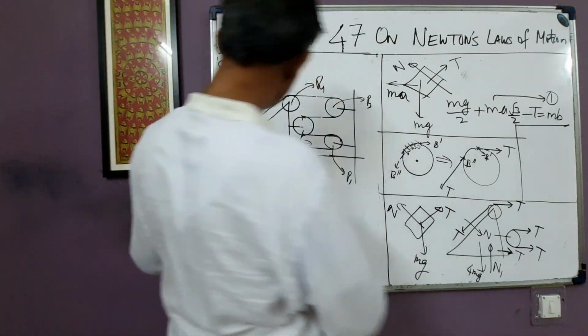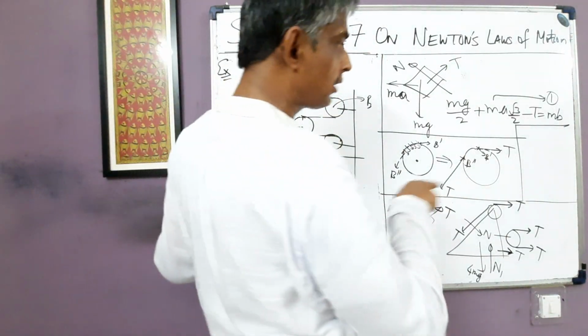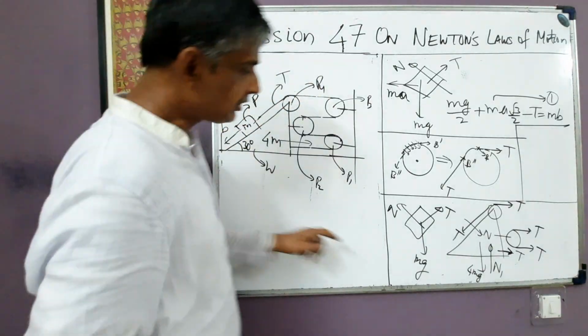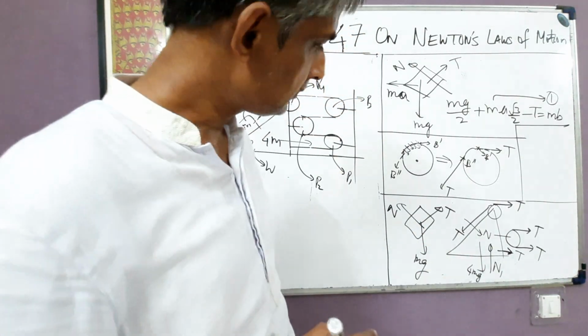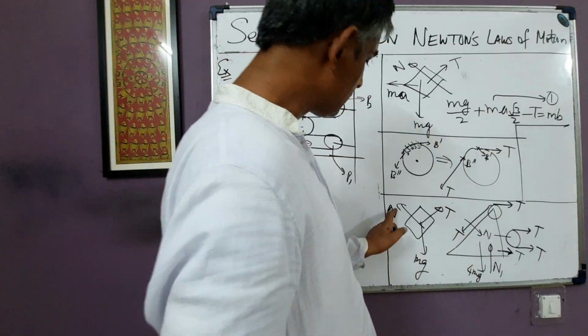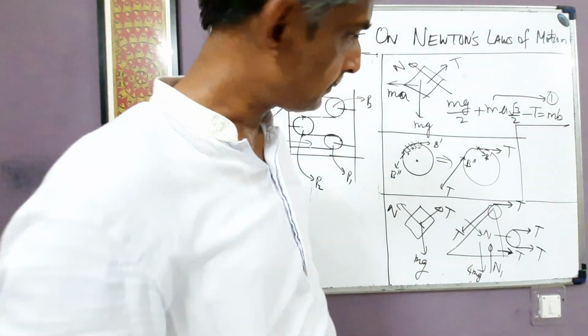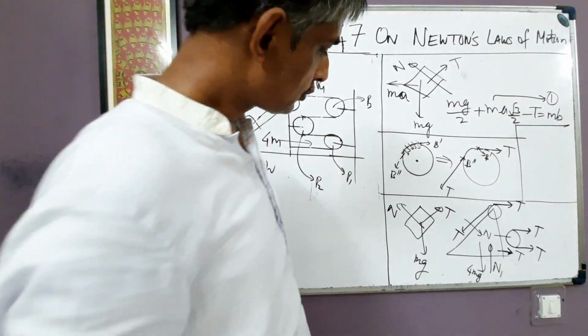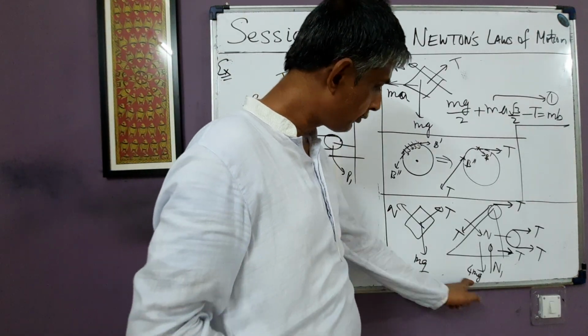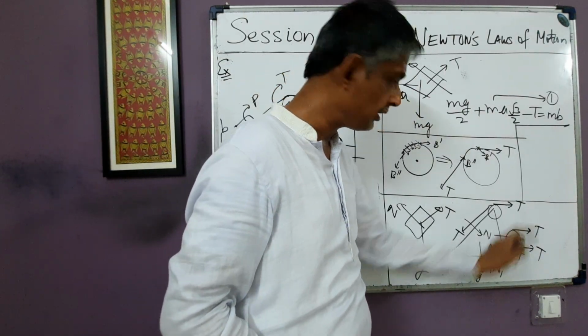Now, write down the combined equation of wedge plus block with respect to ground in rightward direction. In the combined equation only external forces appear, no internal forces. In this diagram, N and N are internal forces, they will not appear in the combined equation. This T and T are also internal forces, they will not appear in the combined equation. So the only external forces in the system are mg, 4mg, N1, T, T and T.